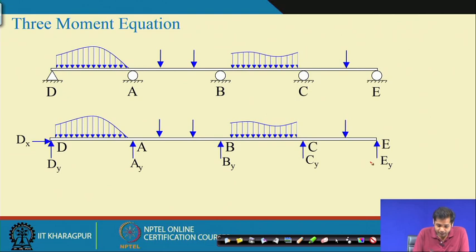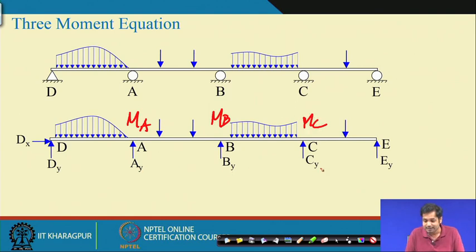So, let us take the moment M A, moment at B and moment at C. Instead of taking A y, B y and C y as the redundant forces, let us take moment M A, moment at B and moment at C as the redundants. We can take M A, M B, M C as the redundants, because the beam is continuous at A, B and C. Therefore, there is a moment at A, B and C.